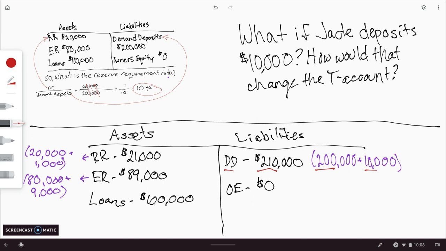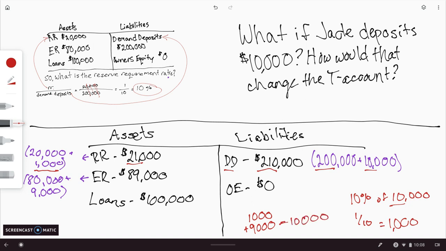Now, because our required reserve ratio is 10%, I'm going to take 10% of $10,000, and that's saying 1/10 of this amount. So 1/10 of $10,000 equals $1,000. That's how much is going to be added into our reserve requirement, which you can see over here. 20,000 plus 1,000 is going to give us the total of 21,000. And then what's left over after this, we put 1,000 into our required reserves, and then we have $9,000 left over to get us to my total deposit of $10,000.